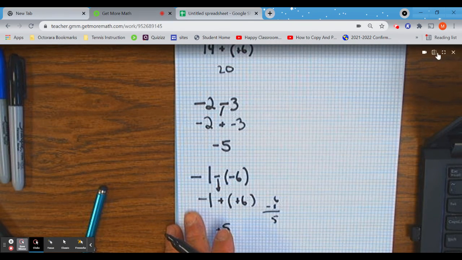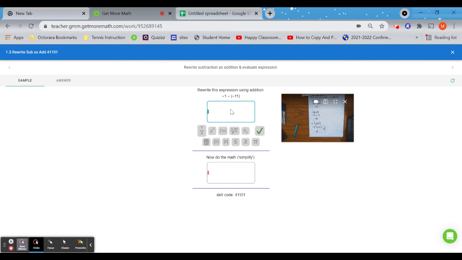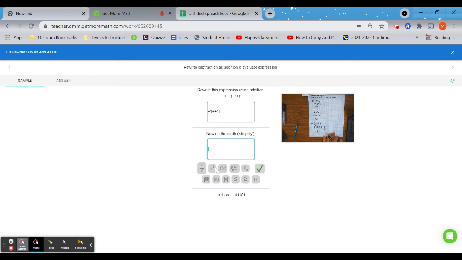Now let's look at that again on the computer. Right here, negative 1 stays as negative 1. That subtraction sign becomes addition. Add the opposite of negative 11, which is positive 11. So I have negative 1 plus positive 11. So I use my addition rules. A negative plus a positive, I subtract. 11 minus 1 is 10, and the positive number is larger, so that's the sign of the answer.